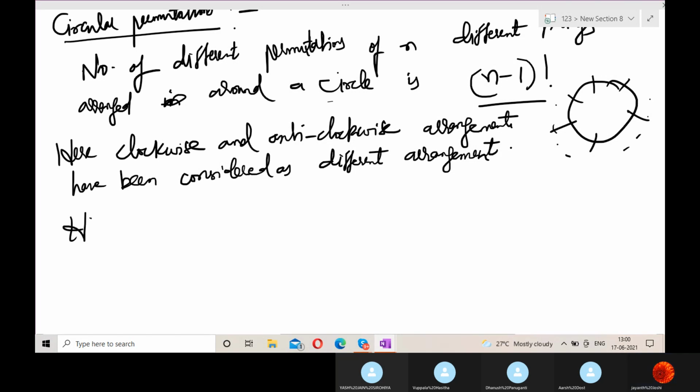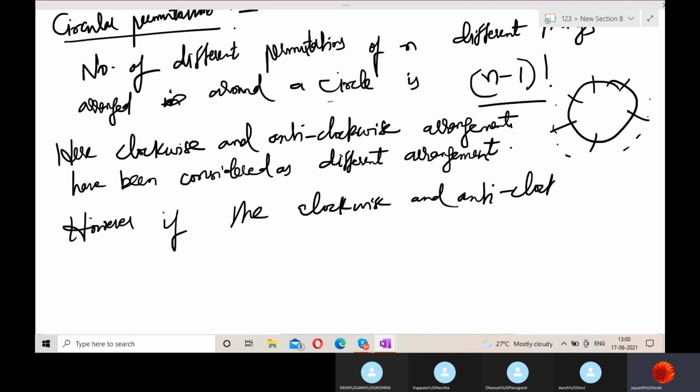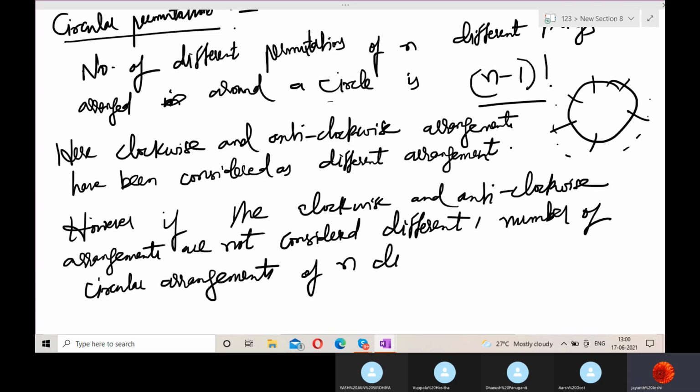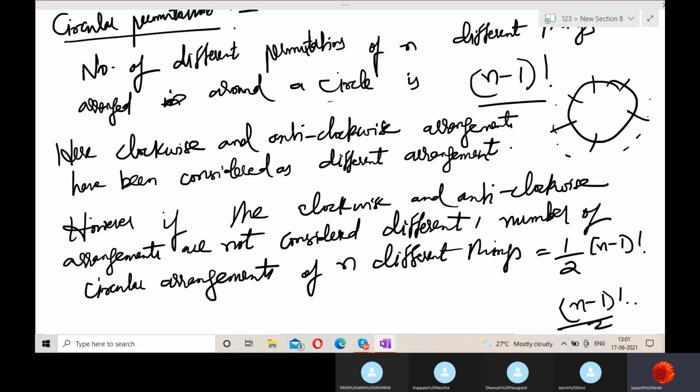However, if the clockwise and anti-clockwise arrangements are not considered different, number of circular arrangements of n different things is equal to 1 by 2 (n minus 1) factorial, or (n minus 1) factorial by 2. All of you make a note of this.